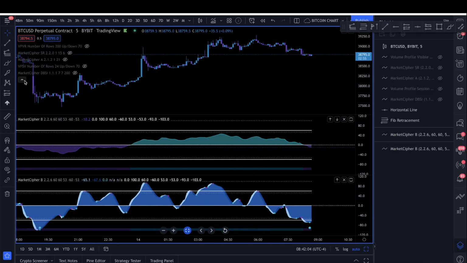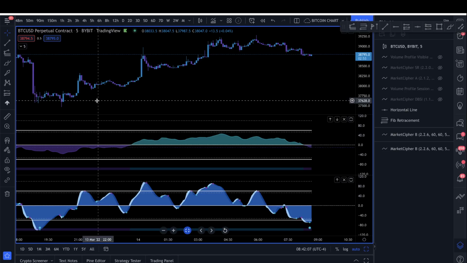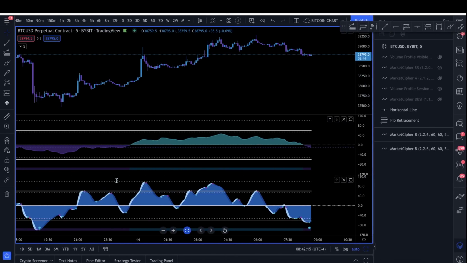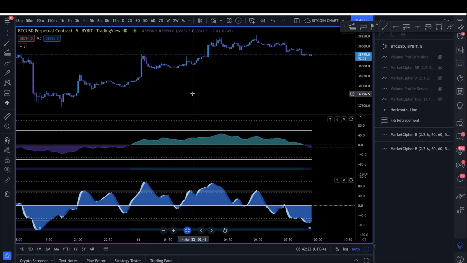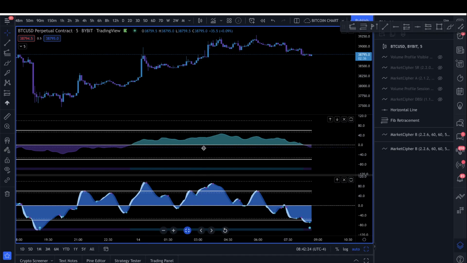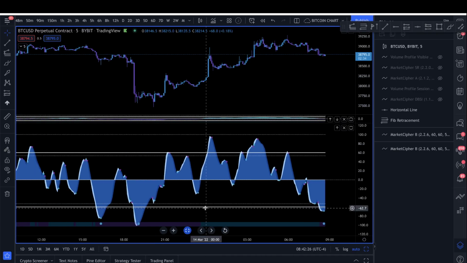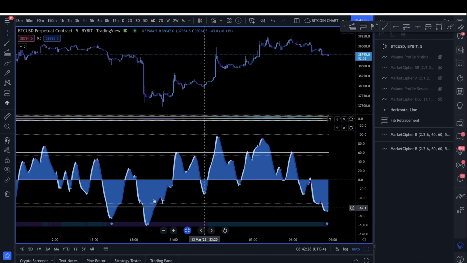Okay, so here's what we are going to do. It's very, very simple. Step number 1 is we are going to look for an anchor wave on Market Cipher B. So the first thing we are going to do when we are looking for a trade is look for an anchor wave on Market Cipher B. So what is an anchor wave? I define an anchor wave as any momentum wave that comes above the 60 line or comes below the -60 line.